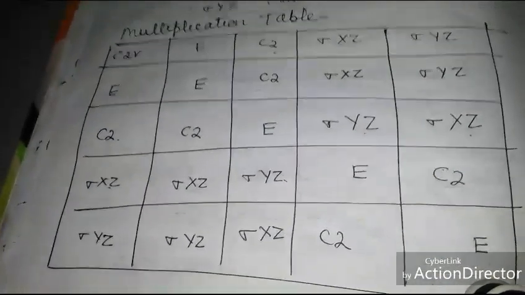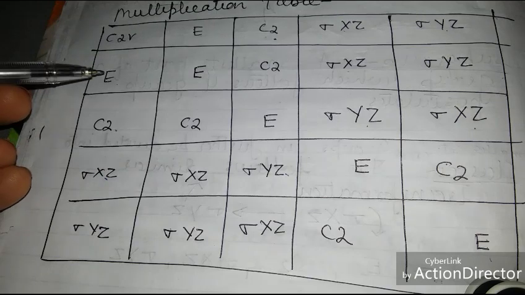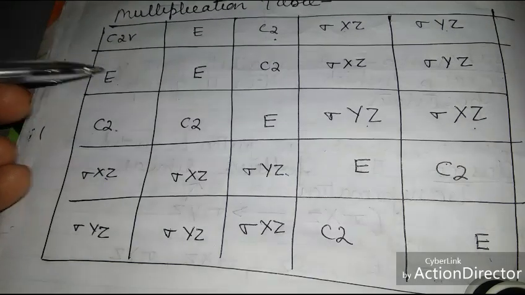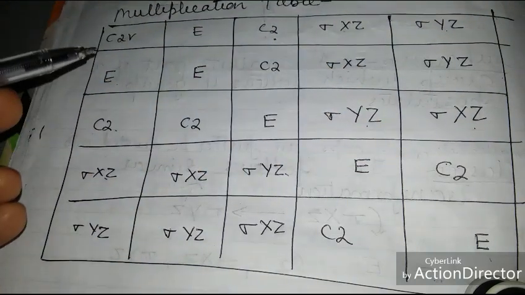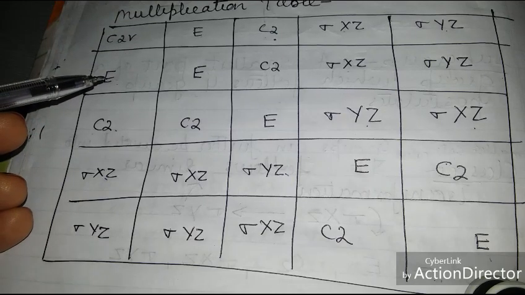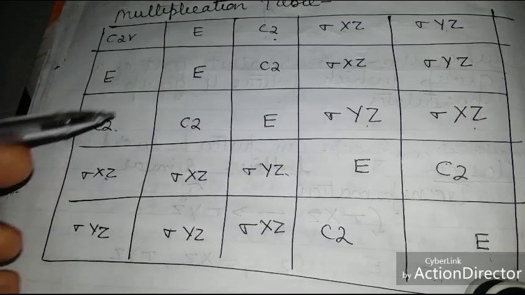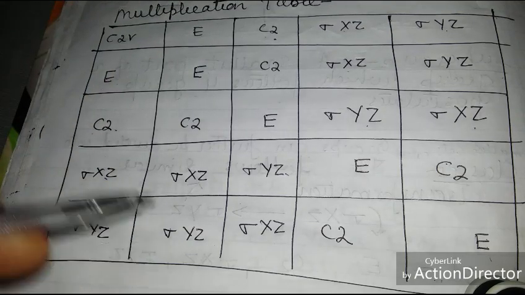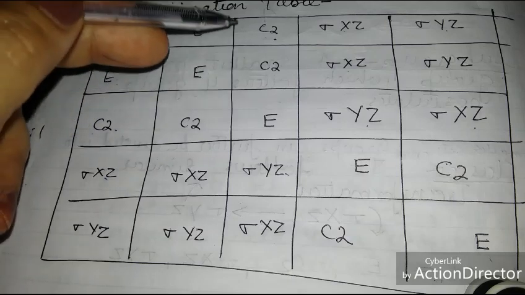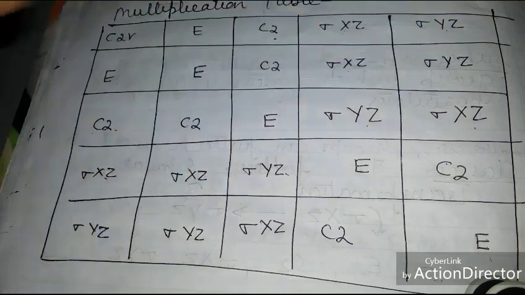Now I will be discussing how to draw the multiplication table. First I will be drawing the C2v multiplication table. Example is water. Now in this, if you see, it is having 4 symmetry elements: E, C2, sigma xz, sigma yz. So that I have written on either side. Now multiplication with E will be giving you the same molecule, that is E into E is E, E into C2 is C2, E into sigma xz is sigma xz, and E into sigma yz is sigma yz. Similarly here, E into E is E, E into C2 is C2, E into sigma xz is sigma xz, and E into sigma yz is sigma yz.